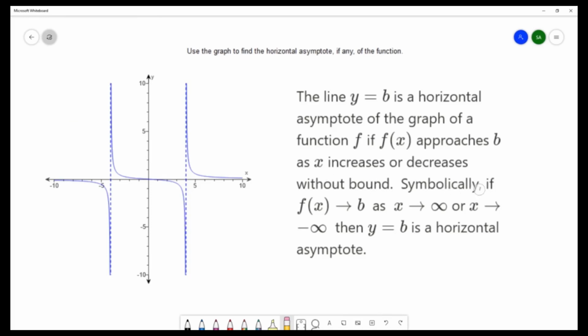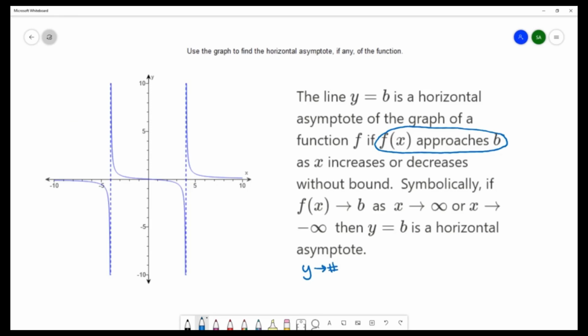Symbolically, if f of x approaches b as x approaches infinity or negative infinity, then y equals b is a horizontal asymptote. Now that wording may not have cleared everything up for us, so let's try to simplify it. When we look at this portion of the definition, it says f of x approaches b. So we want to keep in mind that f of x is y. So we're saying that our y is going to be approaching a certain number.